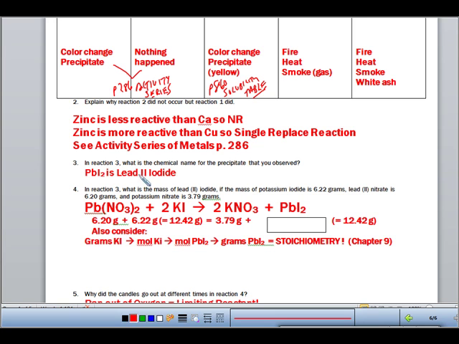All right, question number 3 says, what is the chemical name for the precipitate that you observed? Lead 2 iodide. You have to use the Roman numeral for lead. Now that is a little bit of an exception to our naming rules, because lead and tin both are not in the transition block. They're not in the D block, they're actually in the P block. They're classified as other metals.